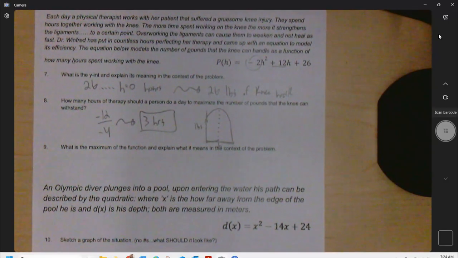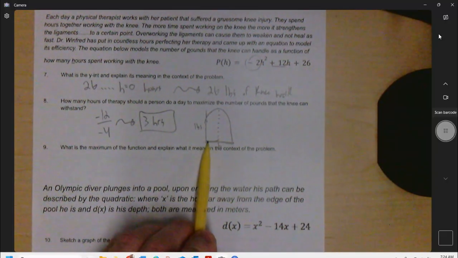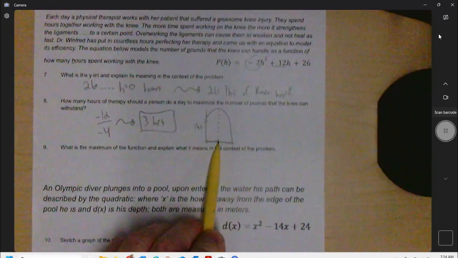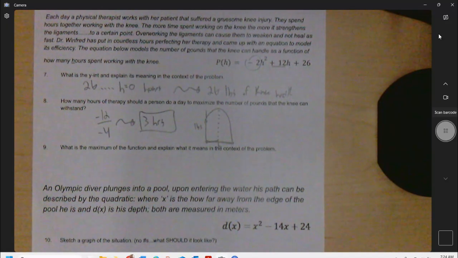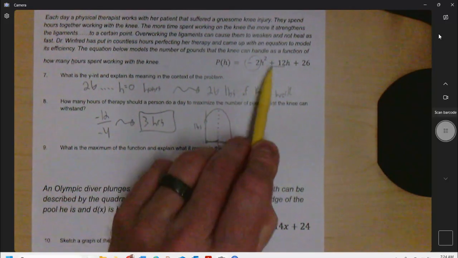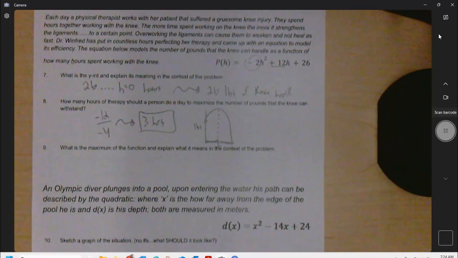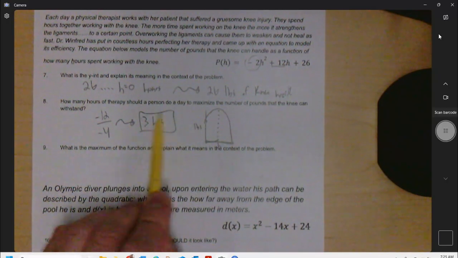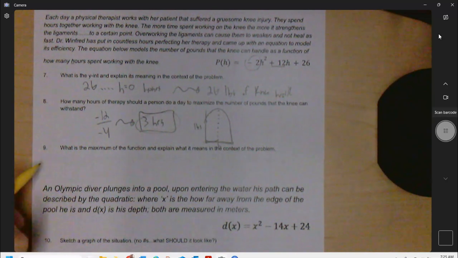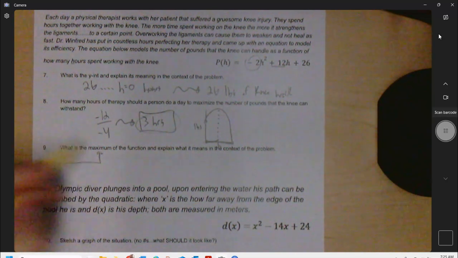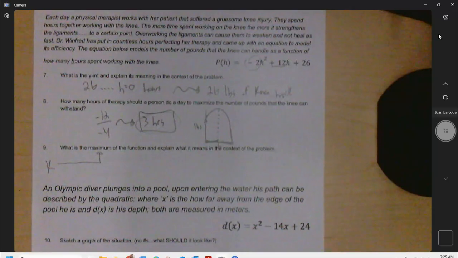Finally, it says, what is the maximum of the function? And explain what that means in the context of the problem. Okay, so we already figured out that if I work 3 hours, I'm going to get to a maximum. Now I'm actually asking, what is that maximum? So I need to go back and plug the 3 hours into my equation for these H's, and that's going to kick out the maximum. We're finding the vertex, people. This is the H. This one's asking for the K. Whenever it's asking for the maximum or minimum, it's looking for the K value.